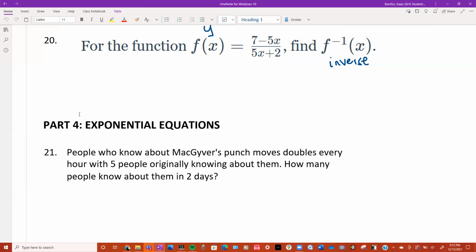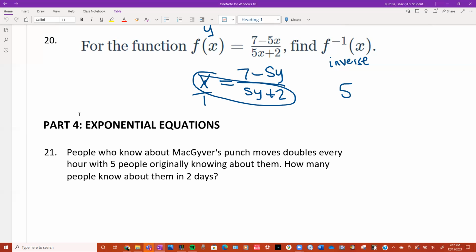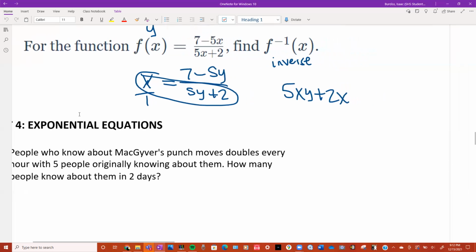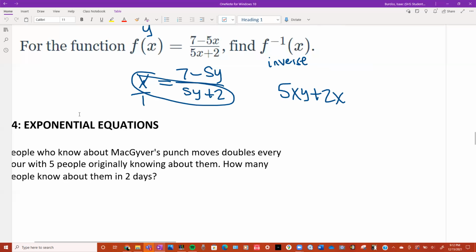So let's change x and y. So instead we have x here, and then we have this, and then this. And you might say, well, how do you get y by itself? Well, you have to do something that's a little bit crazy. You cross multiply. So you multiply these, and that would give you 5xy plus 2x. And you might be like, xy. Yeah, that seems weird, but that's just what you have to do.